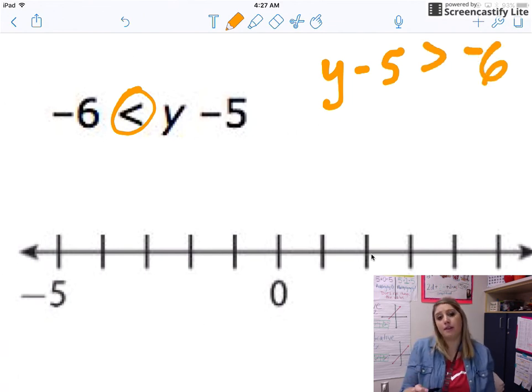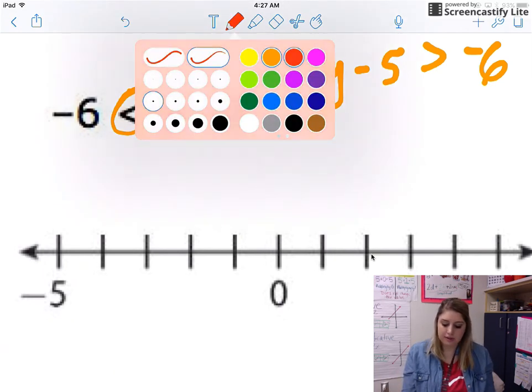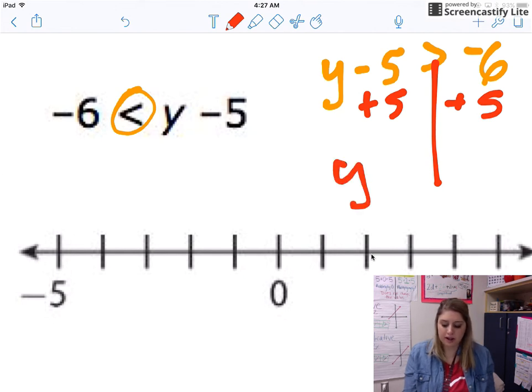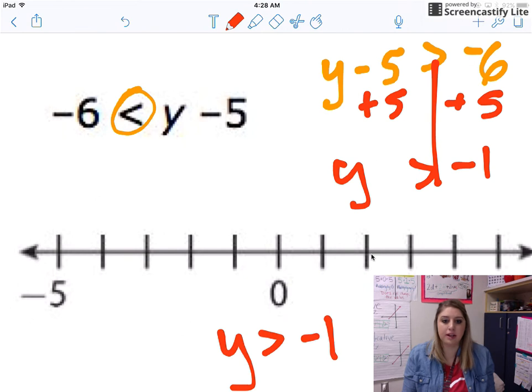Now that my variable is on the left-hand side, I can go ahead and isolate it and try to solve for y. I'm doing that same thing. I draw my line, and because it says minus 5, I'm going to add 5 to both sides. So this is y is greater than, and now I have negative 6 plus 5. This negative 6 plus 5 is a different sign difference problem, which would give me negative 1. So my inequality is y is greater than negative 1.